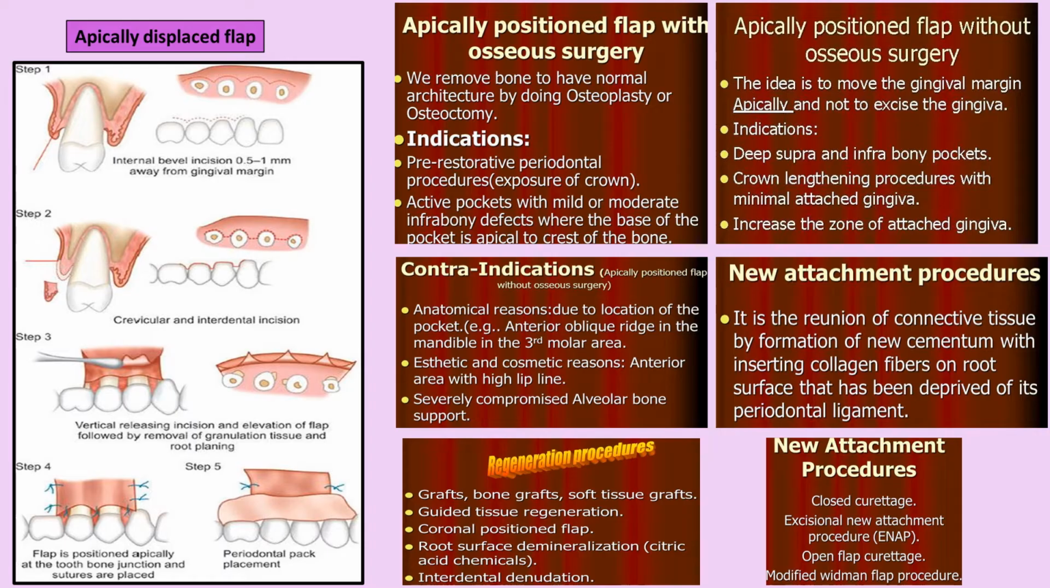Now we can see here on the other page, we can also have the discussion about the new attachment procedures, which are the reunion of the connective tissue by the formation of new cementum with inserting collagen fibers on the root surface that has been deprived of its periodontal ligament. Now the regeneration procedures, like grafts and GTR, definitely come under the regeneration procedures.